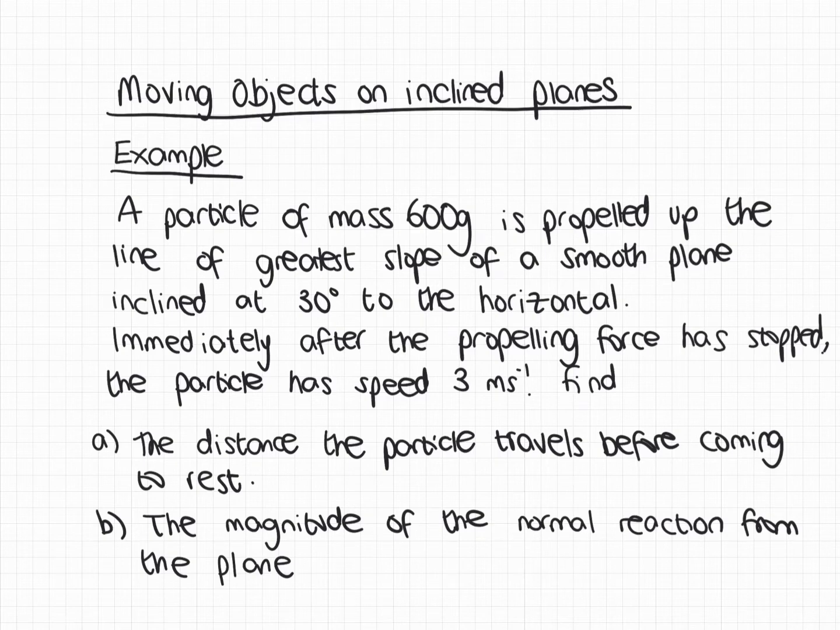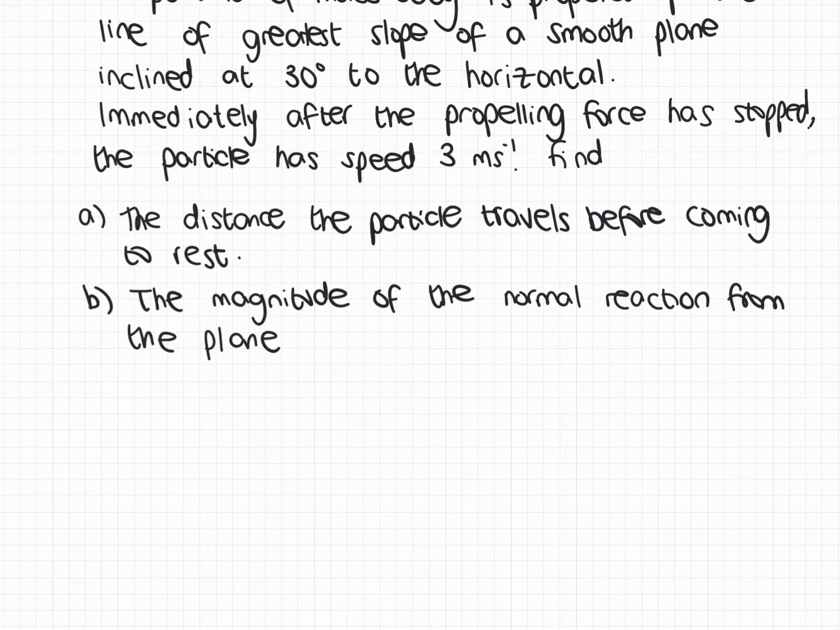Okay, last little bit for today then is on moving objects on inclined planes. So again, just pause and copy this down if you like. A particle of mass 600 grams is propelled up the line of greatest slope of a smooth plane at 30 degrees to the horizontal.